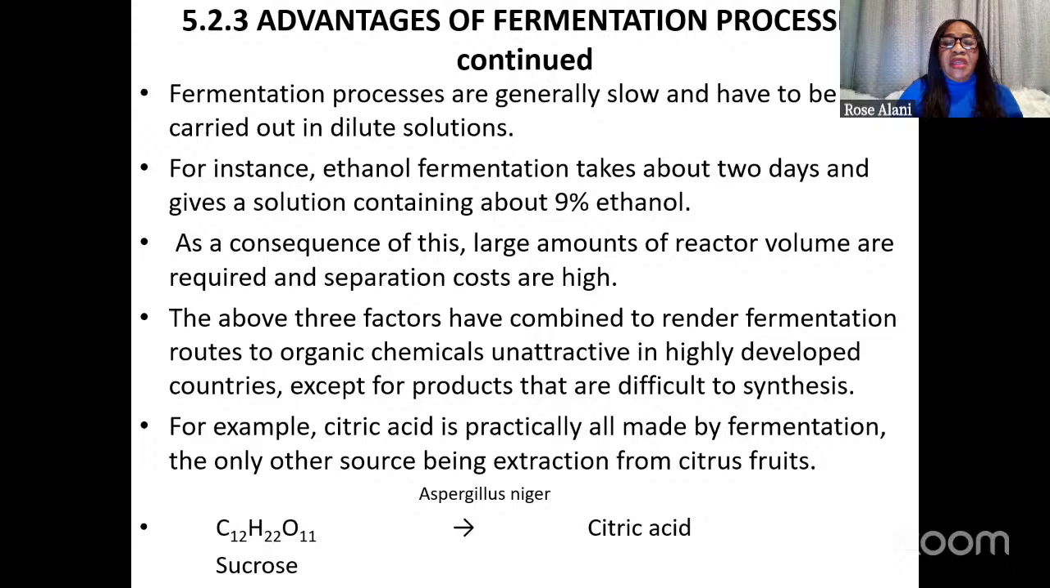So these 3 disadvantages that I've just listed are the things that make the fermentation route to organic chemicals very unattractive, especially in highly developed countries, except for products that you cannot obtain through any other process except fermentation. Such a product like citric acid is practically all made by fermentation. The only other source of citric acid is extracting directly from citrus fruit.